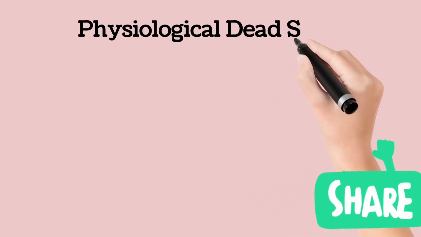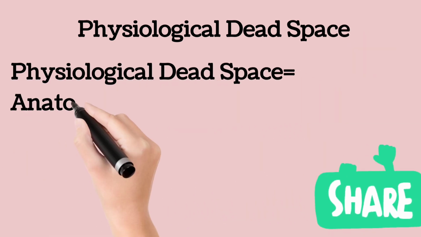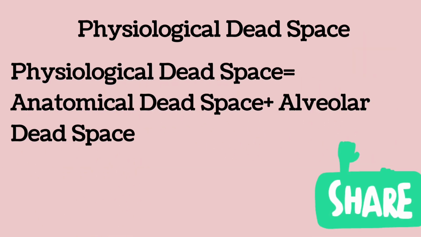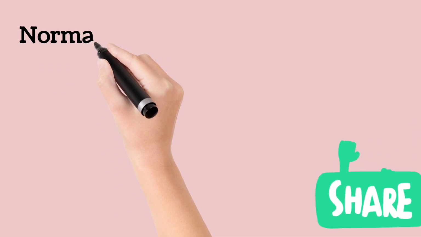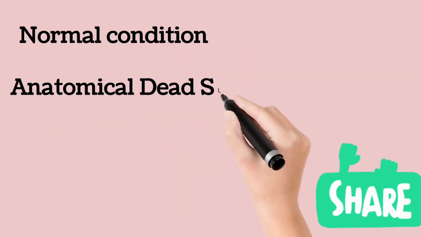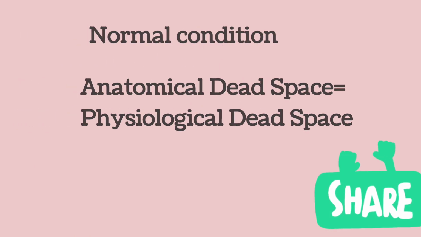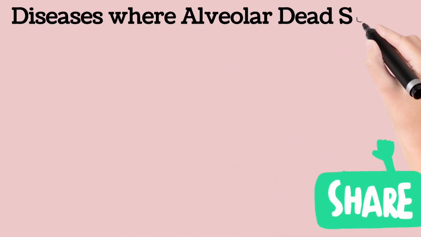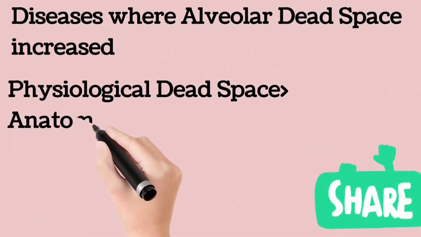Physiological dead space is the sum of the anatomical and the alveolar dead space volumes. Under normal conditions, the physiological dead space approximates the anatomical dead space. In disease conditions where alveolar dead space ventilation is increased, physiological dead space becomes higher than the anatomical dead space.